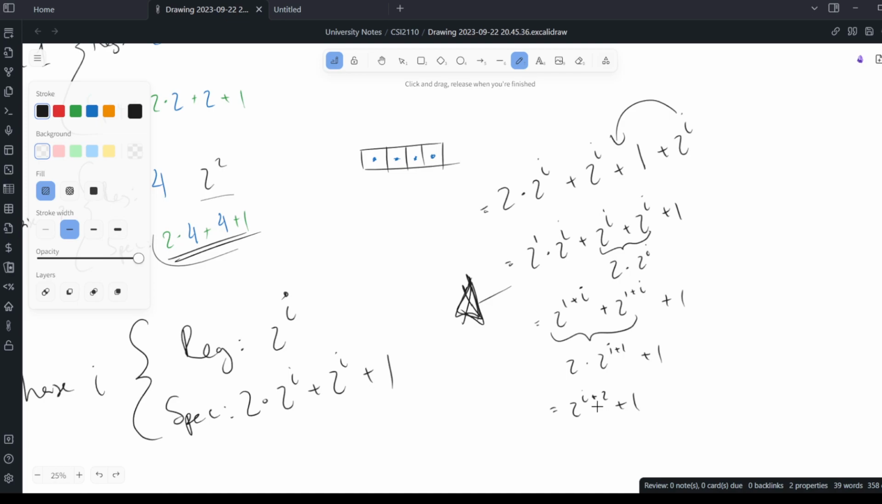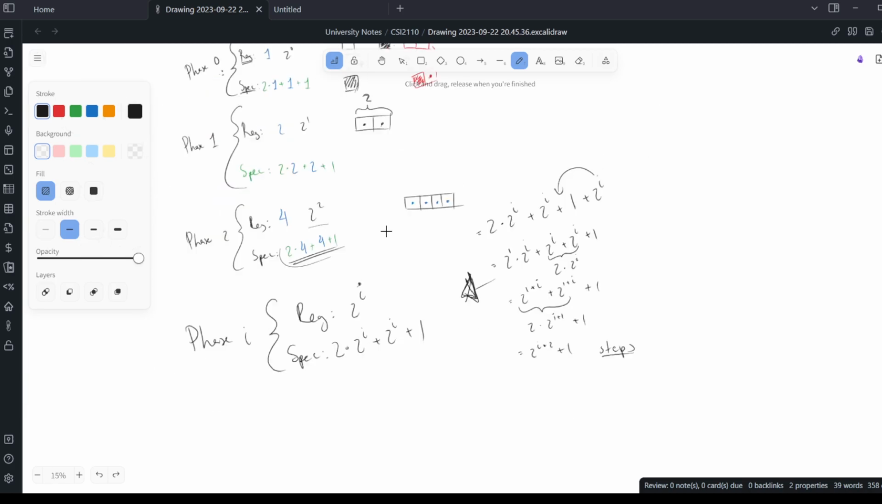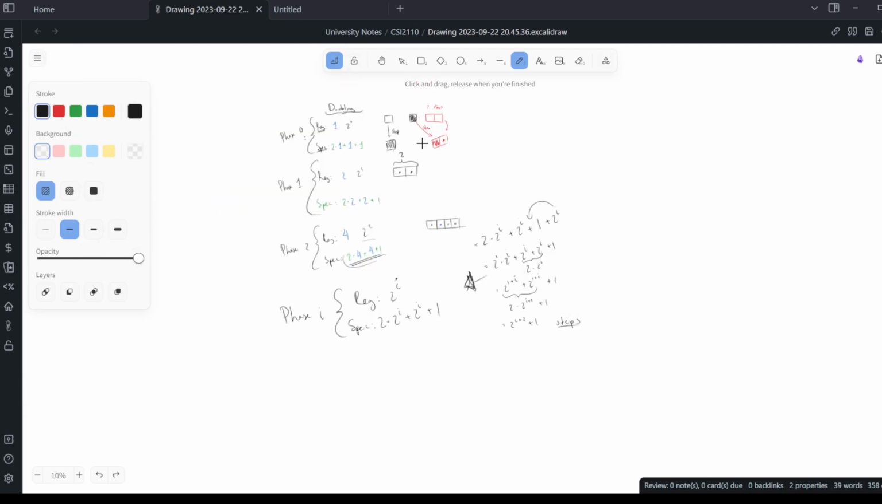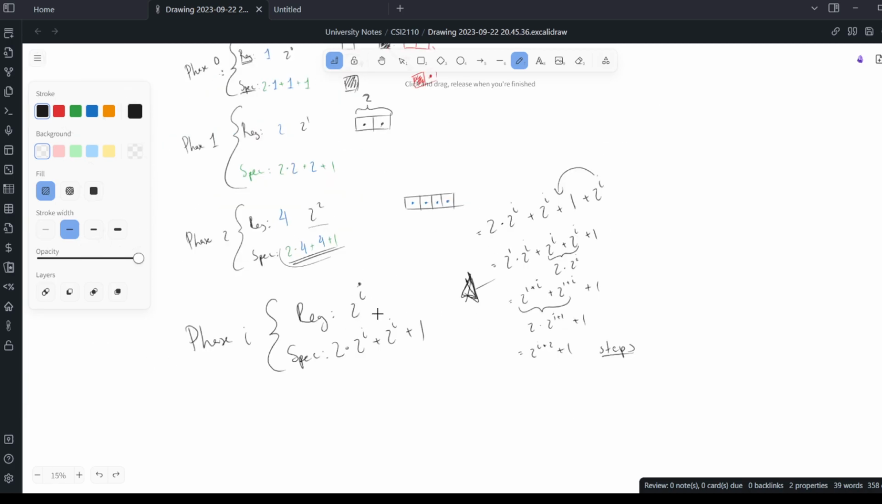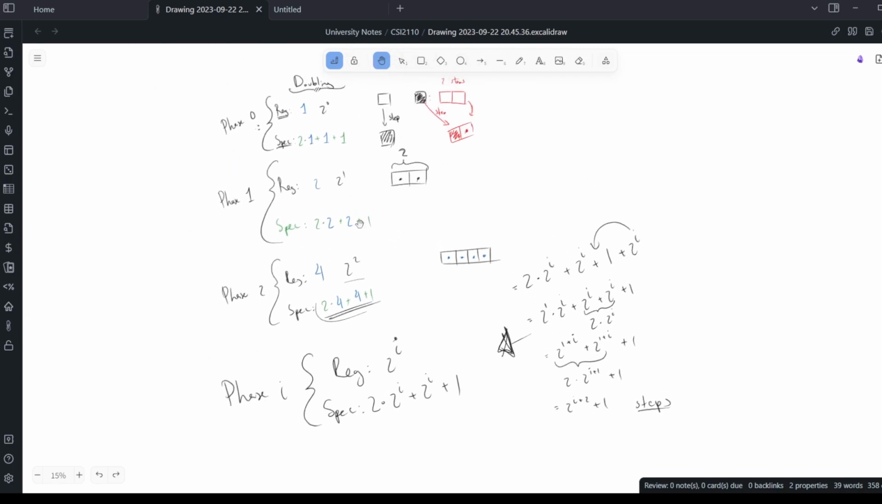And so we know that for any given phase, we're going to be doing exactly 2 to the I plus 2 plus 1 steps. Let's test that formula to see if it works with what we have. So let's go to phase 0, for example, where I is 0. When I is 0, we get 2 to the 2 plus 1, so 4 plus 1.